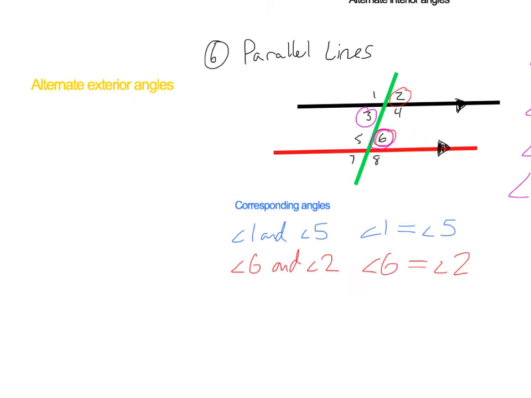All right, so now we'll talk about alternate exterior angles. Let's look at angle 7. Who is the alternate exterior angle to angle 7? Well, it's got to be on the other side of the transversal and an exterior angle, so that leaves us with angle 2. So angle 7 and angle 2 are alternate exterior angles. But because the two lines that are cut by the transversal are parallel, angle 7 also equals angle 2.